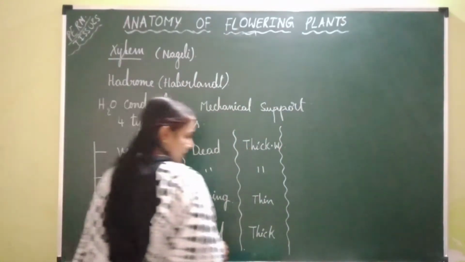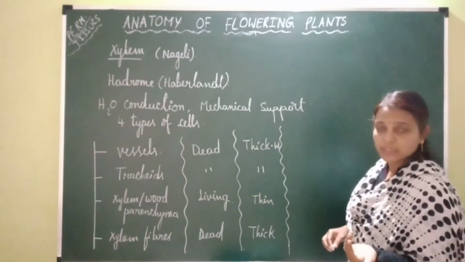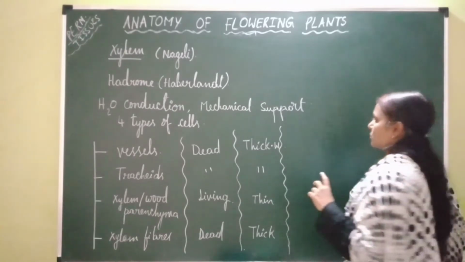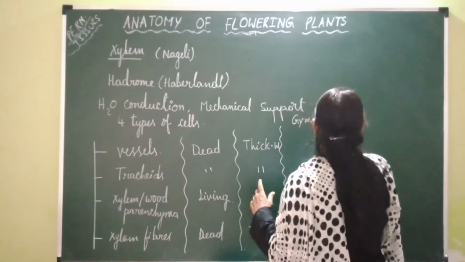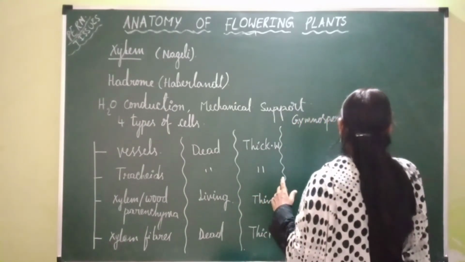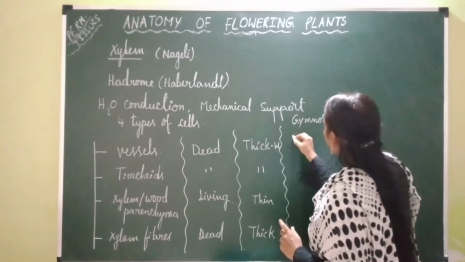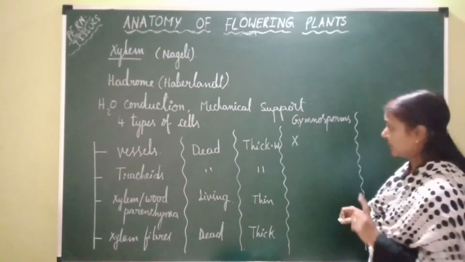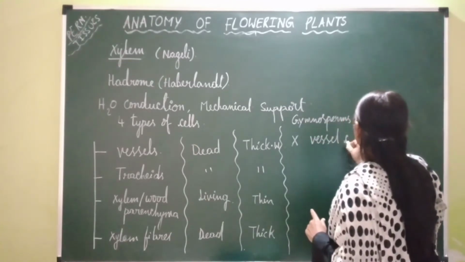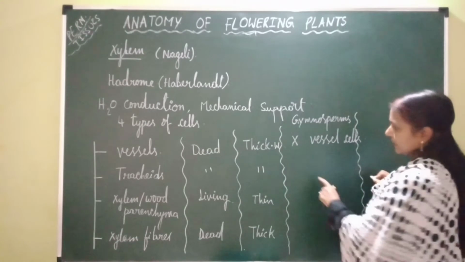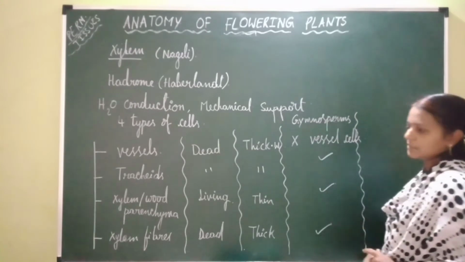Okay, coming to what type of components are present in gymnosperms and what type of components are present in angiosperms. In case of gymnosperms, all the 4 components are present except vessels. So vessels are absent in the xylem of gymnosperms. Instead of vessels, the xylem of gymnosperms consists of vessel cells which are single-celled. Tracheids are present. Then xylem parenchyma is present and xylem fibers are also present.